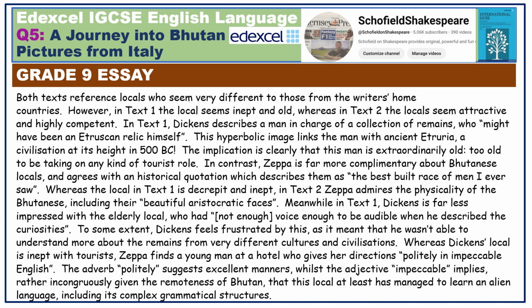Whereas Dickens's local is inept with tourists, Zeppa finds a young man at a hotel who gives her directions "politely in impeccable English." The adverb politely suggests excellent manners, whilst the adjective impeccable implies, rather incongruously given the remoteness of Bhutan, that this local at least has managed to learn an alien language, including its complex grammatical structures.